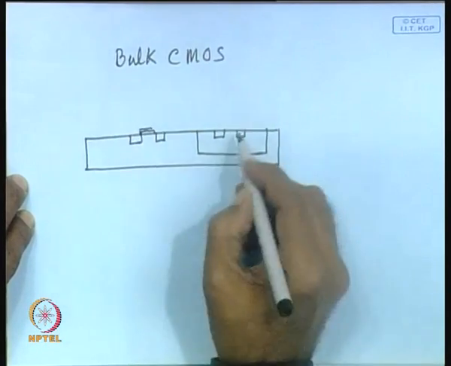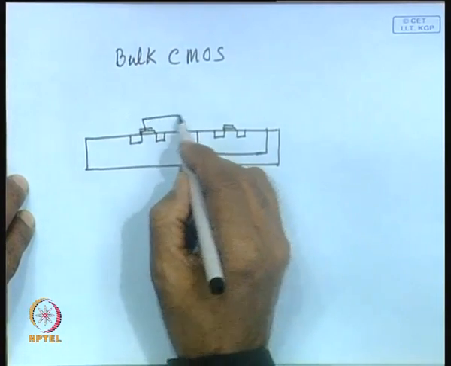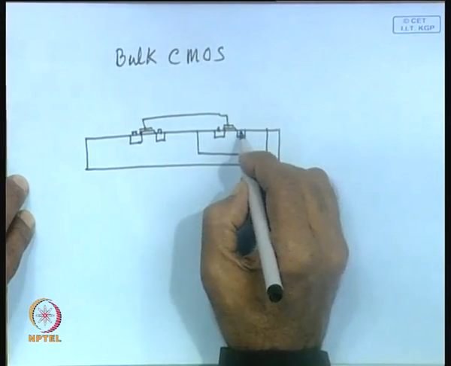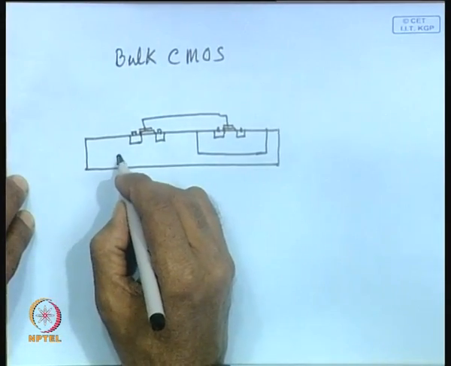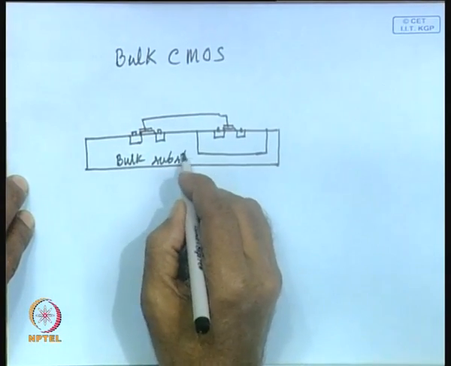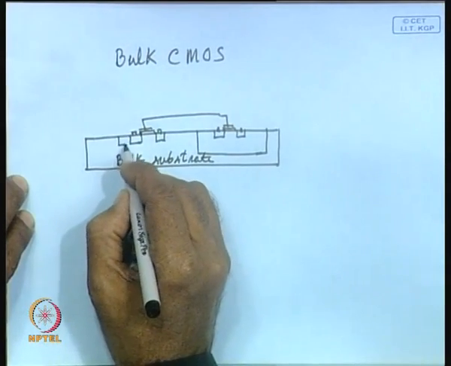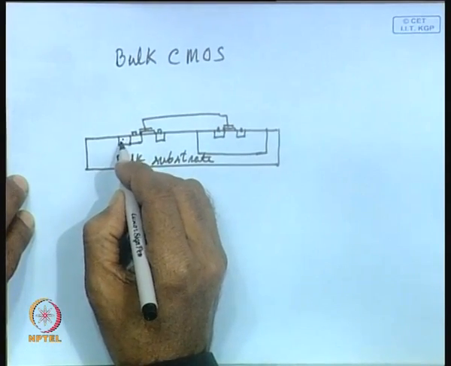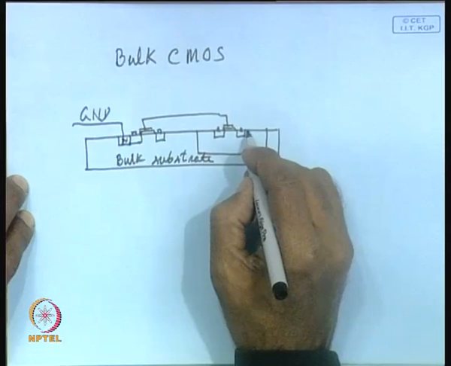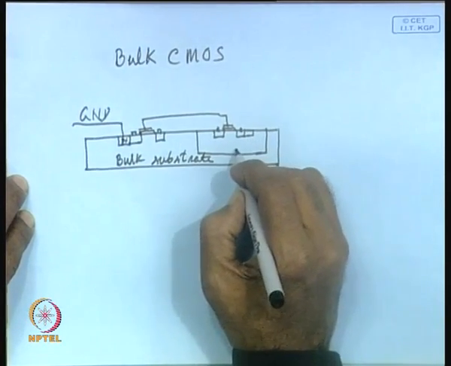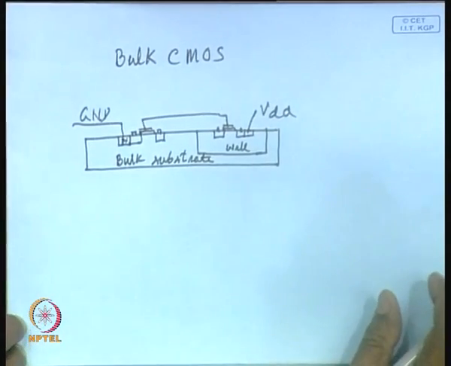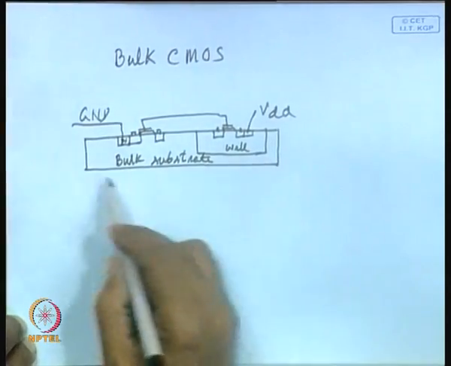This is the channel region. Then you are doing the interconnection, and you can see this is the bulk substrate. In this case the entire substrate is connected, because a P plus region is created and this is connected to ground, and similarly this is the well, this is connected to VDD. This is the bulk CMOS. Here this is one approach.